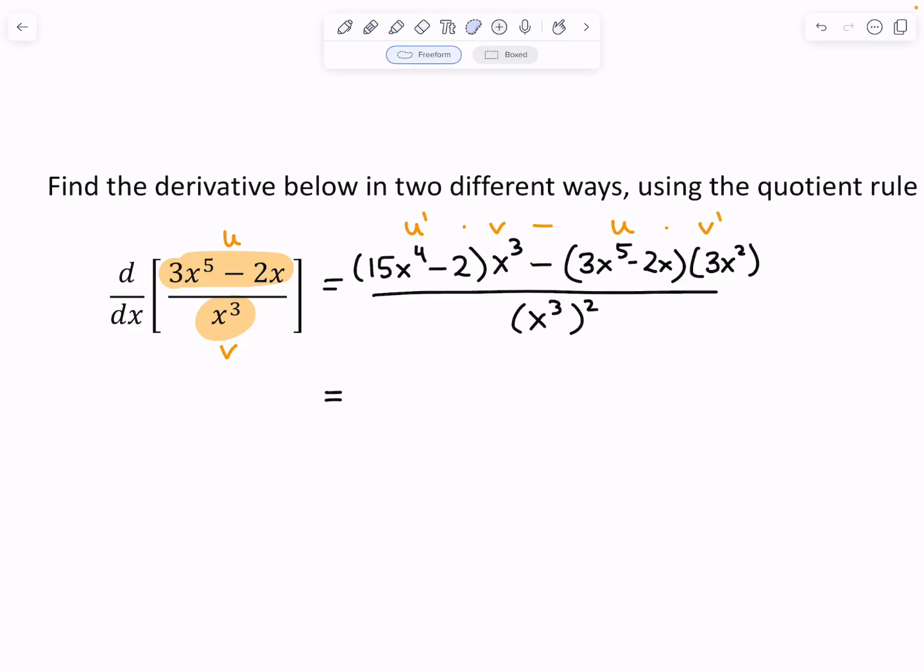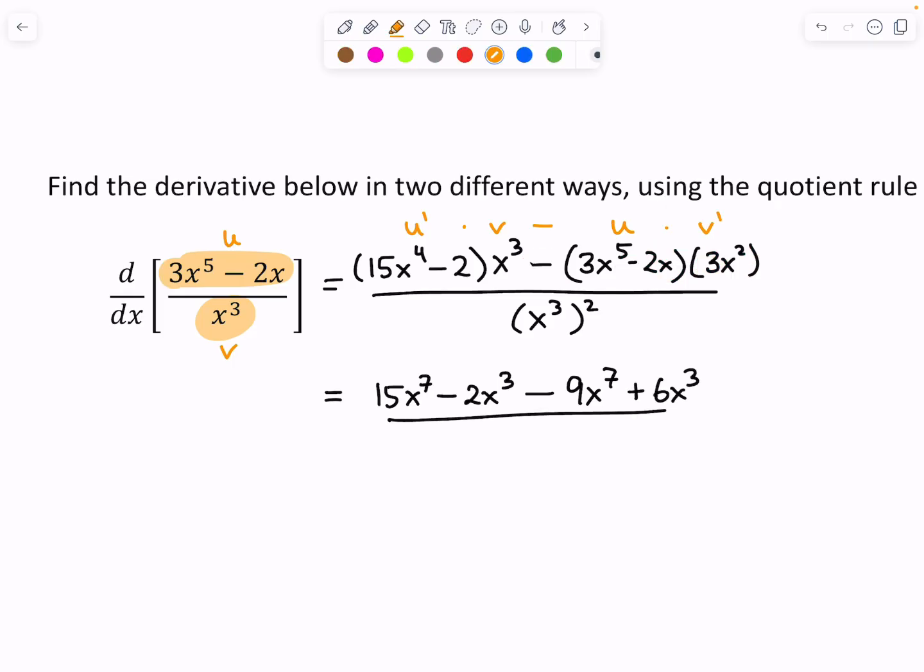There are a few ways you might go about simplifying this. I'll take the approach of distributing this x cubed through these parentheses and distributing this 3x squared through these parentheses. That gives me 15x to the 7 minus 2x cubed, then minus. Now here you have to be careful. I will also need to take this negative and distribute it across these parentheses. So we have 3x to the fifth times 3x squared and then times a negative, and we get negative 9x to the 7. Then we have 3x squared times negative 2x and then times this negative. That gives me positive 6x cubed.